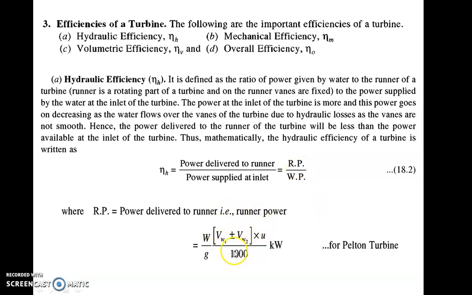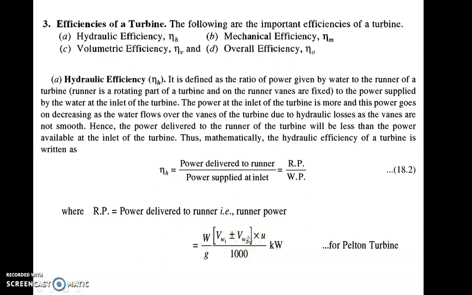Runner power you calculate by using Newton's second law of motion, that is force into velocity u. Force is calculated by W, which is nothing but rho q (Vw1 plus or minus Vw2) into u, or mass into rate of change of momentum, is nothing but force multiplied by u upon 1000. That is the runner power, which is the bucket moving because of the water hitting the bucket. So that is called the runner power.